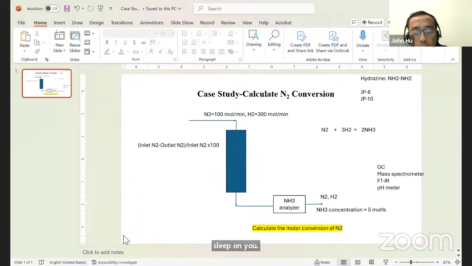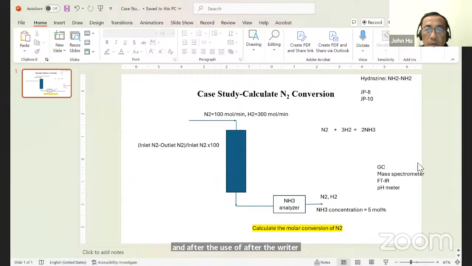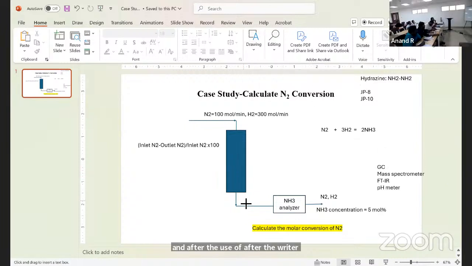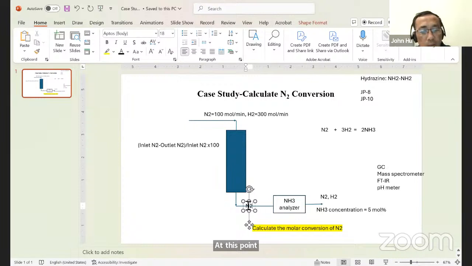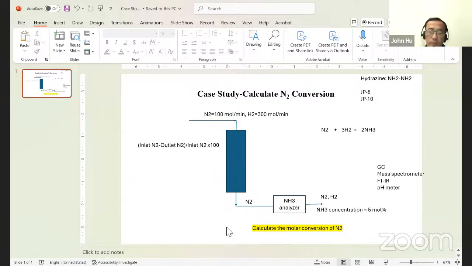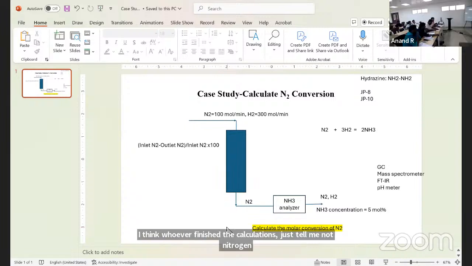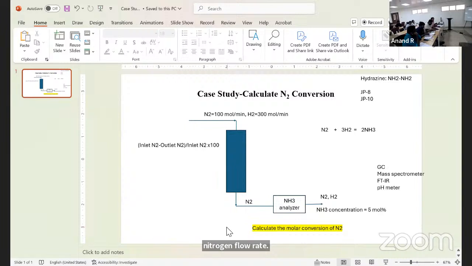You need to know, you have 100 mole per minute nitrogen, and after the reactor, what's the nitrogen here? That's the key. Then the difference is what you need. I'm doing my calculation now. Whoever finished the calculation, just tell me that nitrogen flow rate. 7.5% ammonia. 45%.